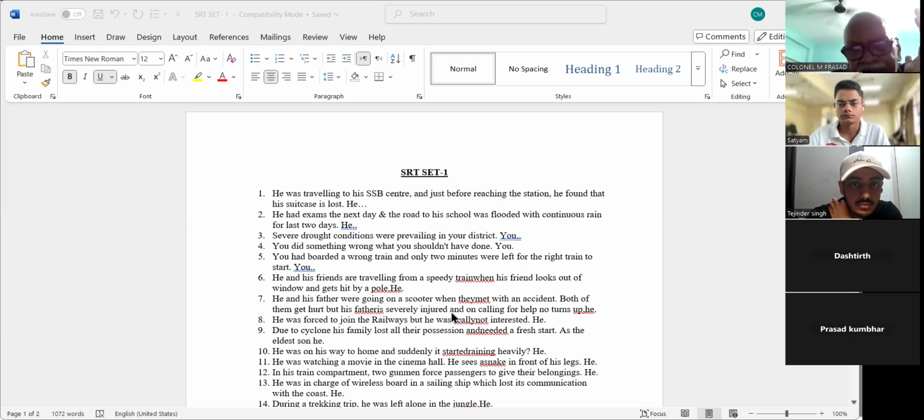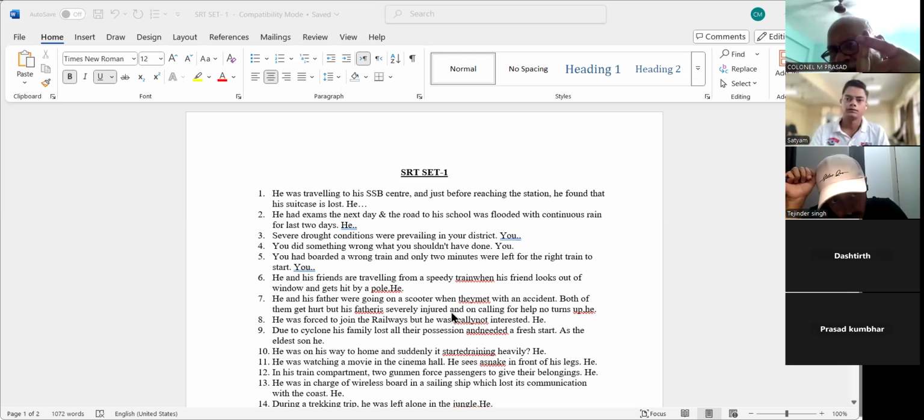He said father was going on a scooter when they met with an accident. Both of them get hurt, but his father is severely injured. You won't like to take medicine? Sir, you were hurt too, weren't you? Here it says both are hurt, so there are 2 answers there. One, your father is hurt and you are hurt. Both are hurt or not?